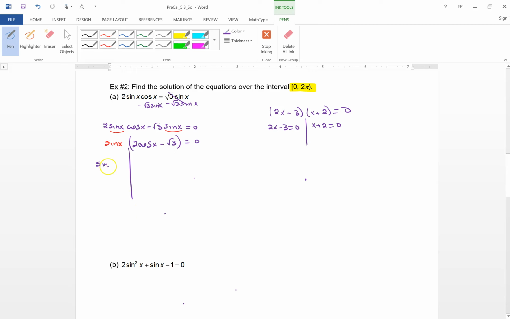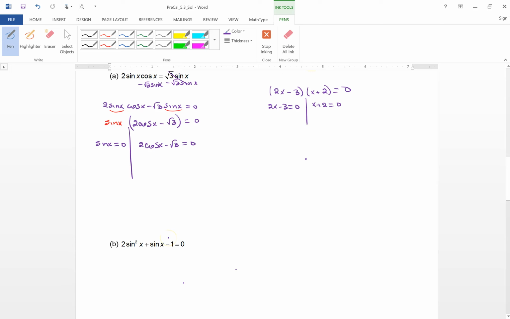So here I get sine x equal to 0. Well, that's already simplified. Here I get 2 cosine x minus root 3 equal to 0. Is that simplified? No, but we can simplify it. I add root 3. Two cosine x equals root 3. Divide by 2, divide by 2. Cosine of x is root 3 over 2.